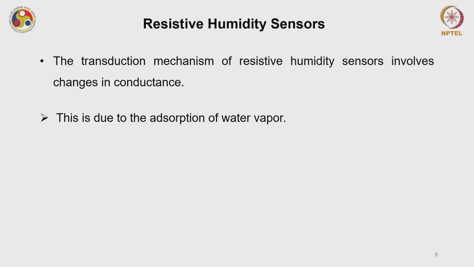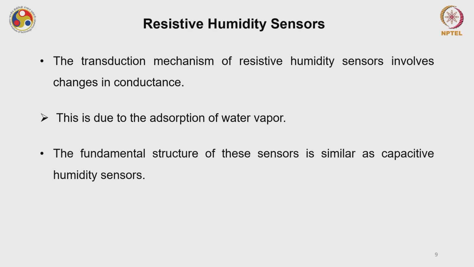So these are some disadvantages of capacitive humidity sensors. Although resistive humidity sensors are not as accurate as capacitive humidity sensors, they have gained a lot of attention in the recent past. The transduction mechanism of a resistive humidity sensor involves basically a change in resistance or change in conductance. This change is coming because of the adsorption of water molecules at the surface of this film.